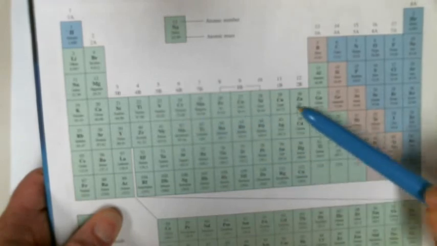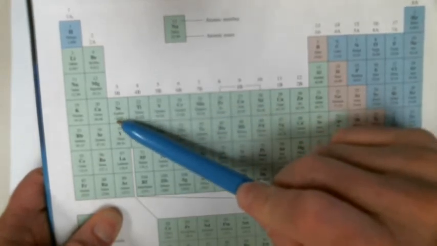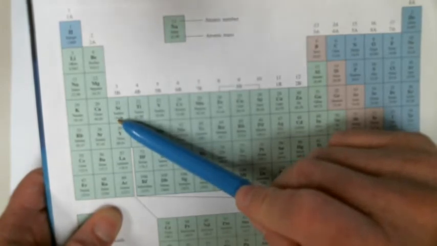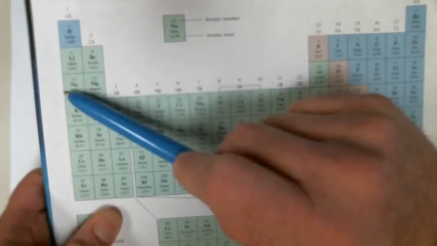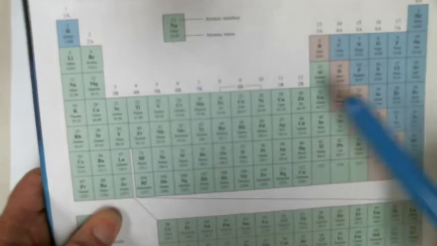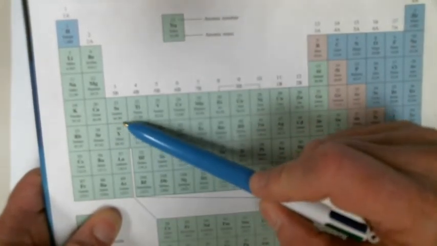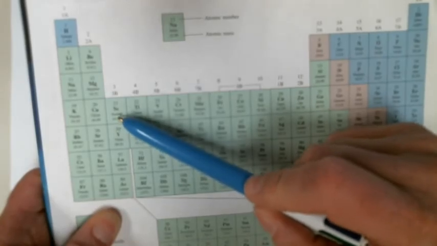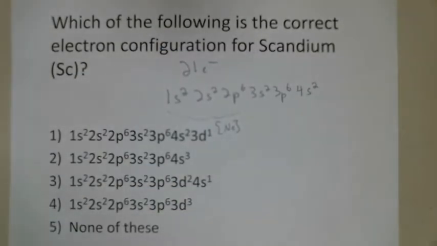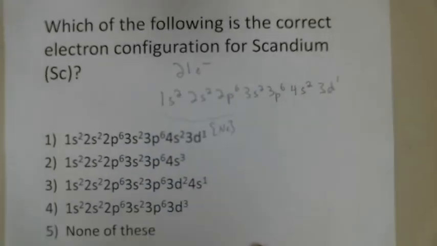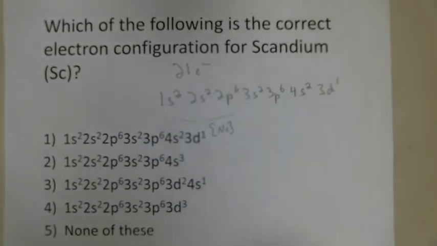So this middle section, these 10 electrons, those are d's. But the third shell has 3 subshells: the 3s, the 3p, and the 3d. And so this next electron is in a 3d orbital, and so it's 3d1. All right? And so that's the correct electron configuration.